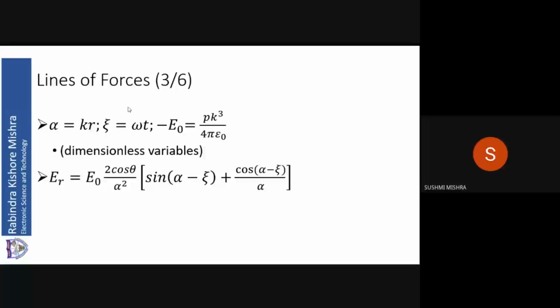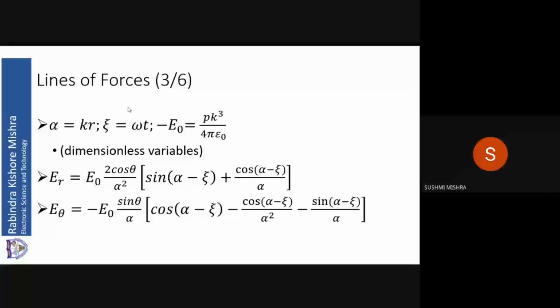If I replace this, my Er becomes E0 2 cos theta by alpha square, sine of (alpha minus xi) plus cos of (alpha minus xi) by alpha. So this is my Er. Similarly, E theta is equal to minus E0 sine theta by alpha, whole into cos (alpha minus xi) minus cos(alpha minus xi) by alpha square minus sine (alpha minus xi) by alpha.